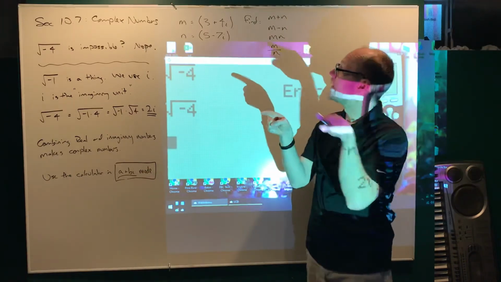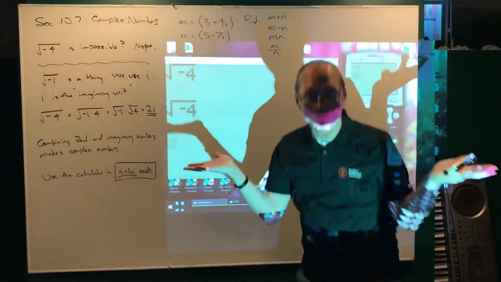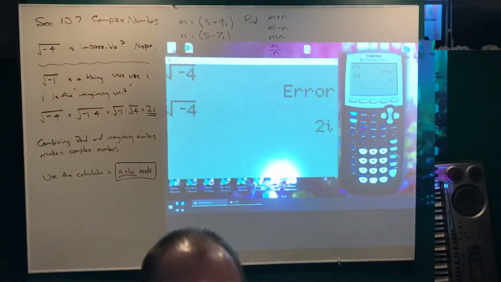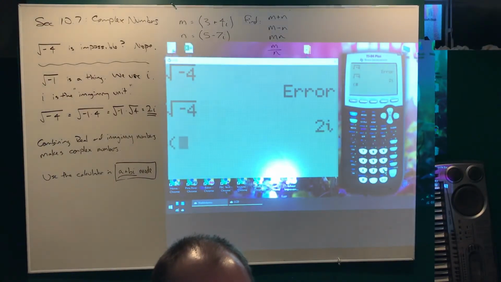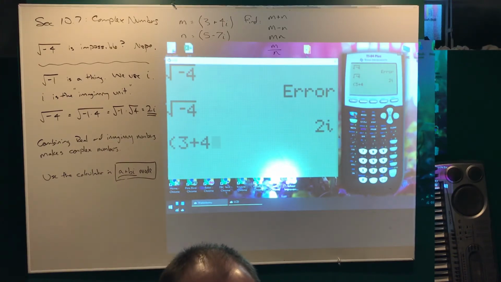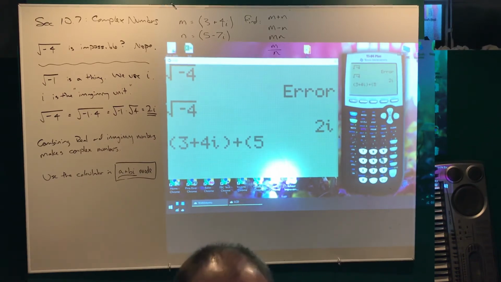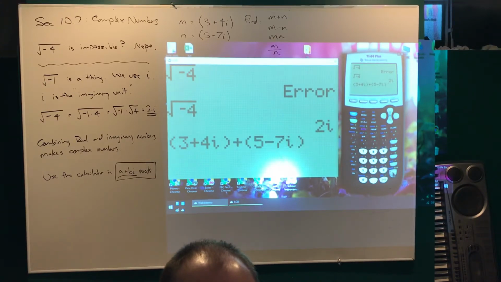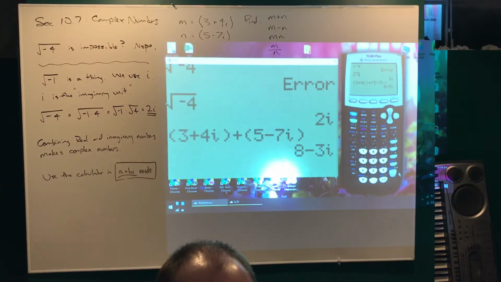Or just do 3 plus 4i on the calculator. Where's the i? The i is the second decimal point. Look at that. 3 plus 4i, parenthesis, plus, parenthesis. What did I say? 5 minus 7i. Minus 7, second decimal point. And we should get, look at that, 8 minus 3i.